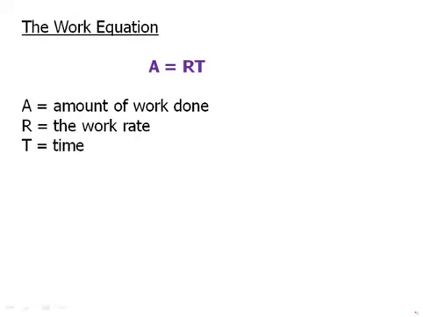A is the amount of work done. R is the work rate, the rate at which work is done. T is time. Some people remember this as art. Any kind of work, it's a sort of art that you're doing. That helps some people to remember the equation.